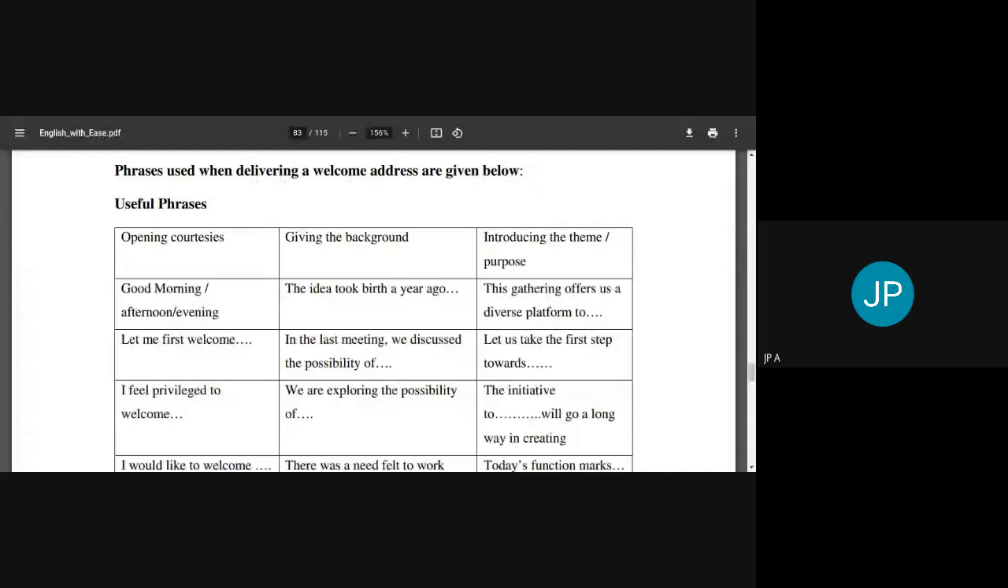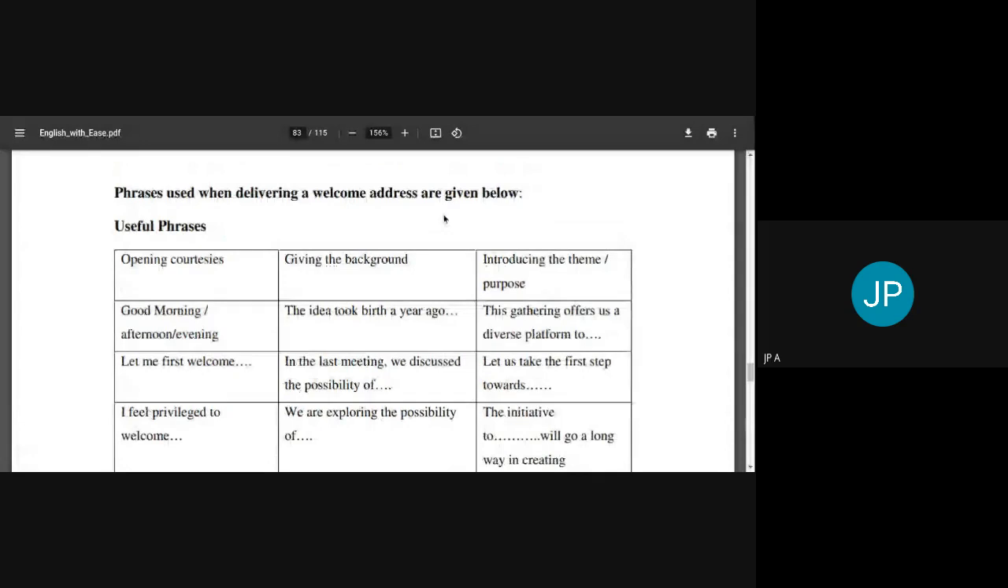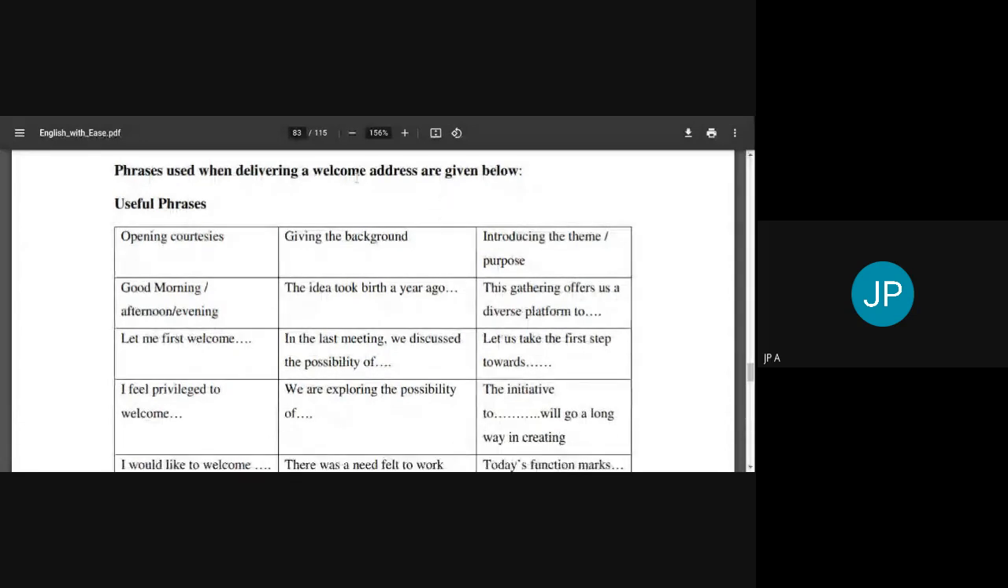Many structures have been given in the text. You will find it in the text. I think it is on page number 77. You will find certain structures which can be used in a vote of thanks or welcome speech, etc. That is, which are the structures which we can use in the introduction. There are certain structures which can be used in the main body, and there are certain structures which can be used in the end.